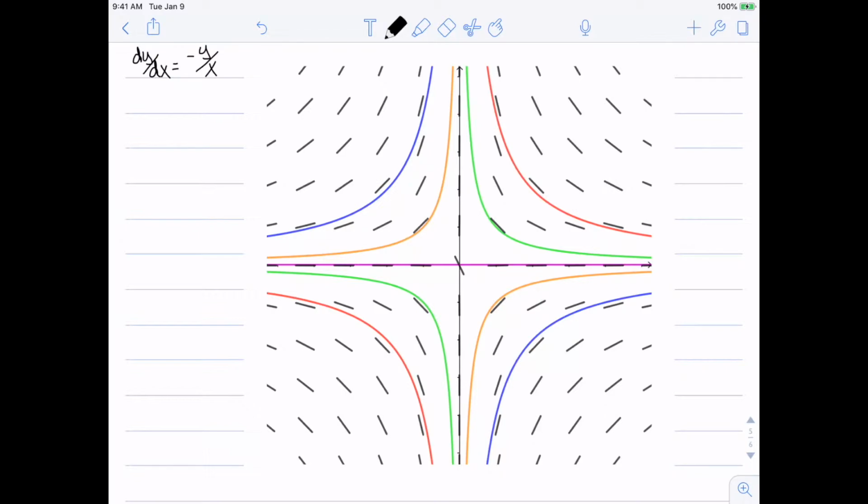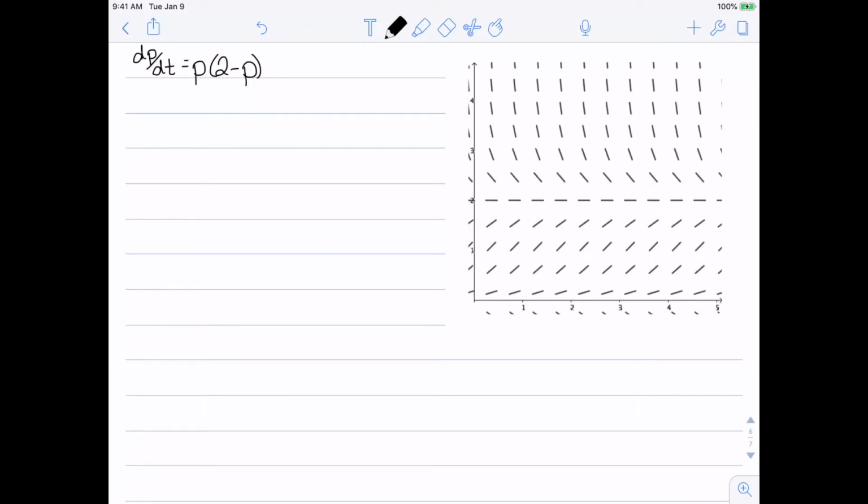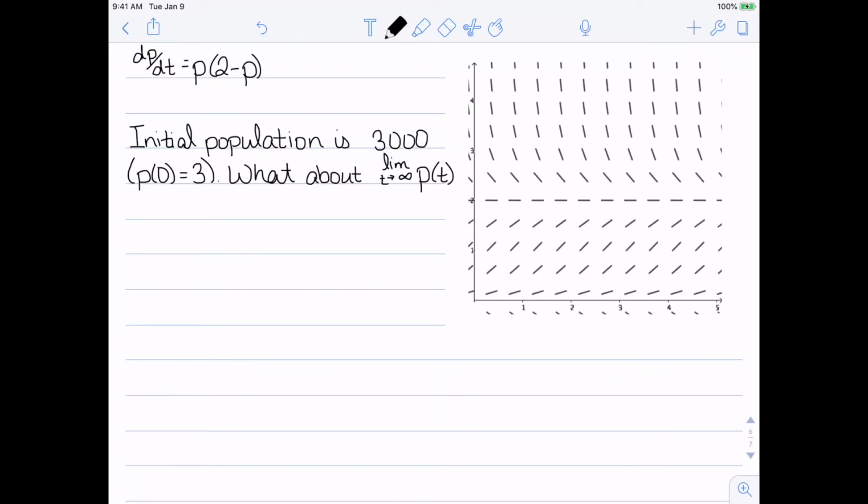So let's look at how we might actually want to use one of these. Here is a differential equation, dp/dt equal to p times 2 minus p. And this is the logistic equation for the population p, given in thousands, at time t for a certain species. So we want to ask some questions about this. The first question, we have an initial population of 3,000. So that means p of 0 is equal to 3. So at time 0, we're at 3.